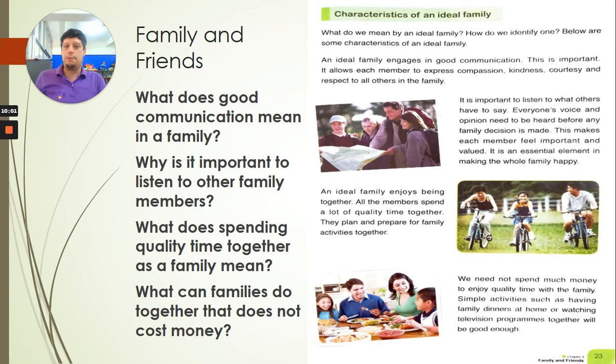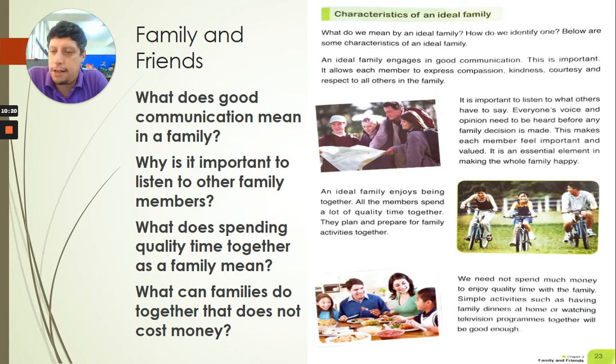So, characteristics of an ideal family. We're on page 23 now. Characteristics of an ideal family. What do we mean by an ideal family? How do we identify one? Below are some characteristics of an ideal family.